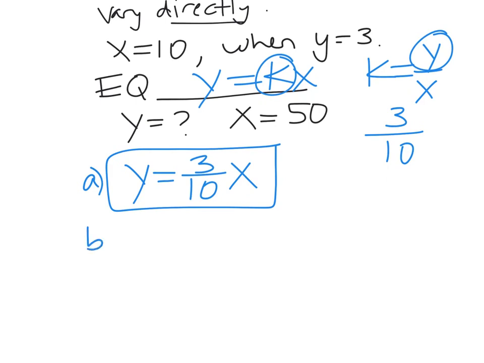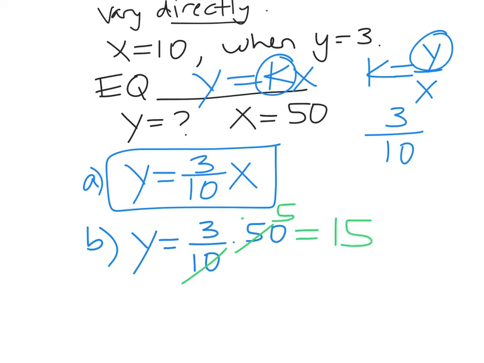Part B is now they'll give me a number, and all I have to do is plug it into my equation. So once you have that equation set, you're ready. Let's plug 50 in. Y equals 3/10 times 50. Do you know how to do that in your head? I'll show you. 10 divides into 50 how many times? 5. And 3 times 5 is 15. Isn't that nice? You don't even need to pull out your calculator.